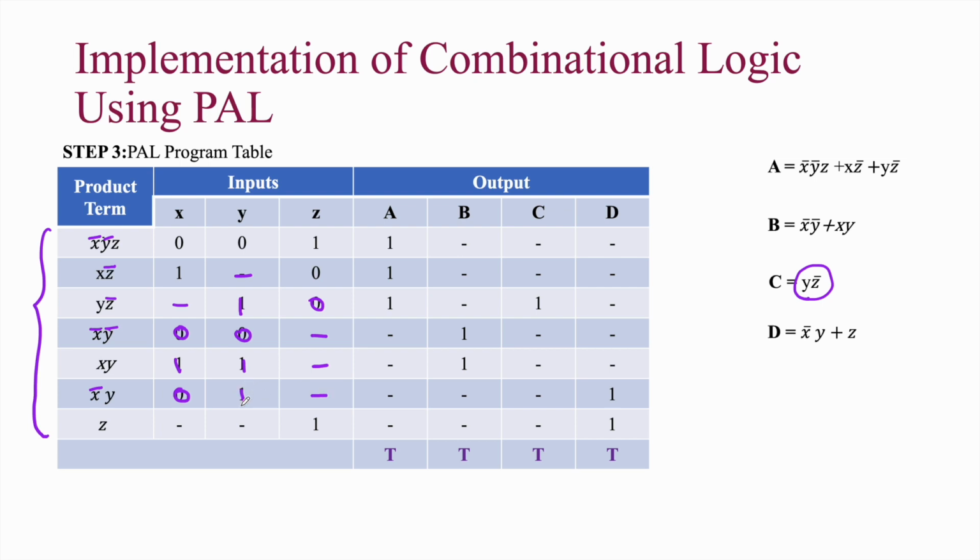We don't have the term z, therefore hyphen. And similarly here we have only z. We don't have the rest of the terms x and y. So the input table is completed. Now we have to move to the output table. What are all the outputs?